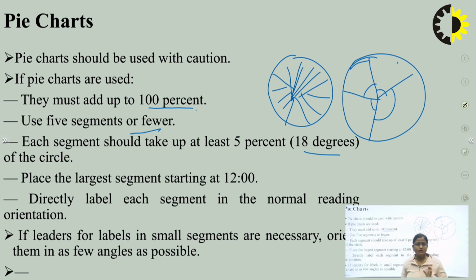So this is decided according to the angle, because we know that a circle makes 360 degrees, so according to 360 degrees we have to divide our data according to the degrees they are considering. Place the largest segment starting at 12 and directly label each segment in a normal reading orientation. That means from this way to this way. This is the normal orientation that we have to follow. If labels in a small segment are necessary, orient them at as few angles as possible.